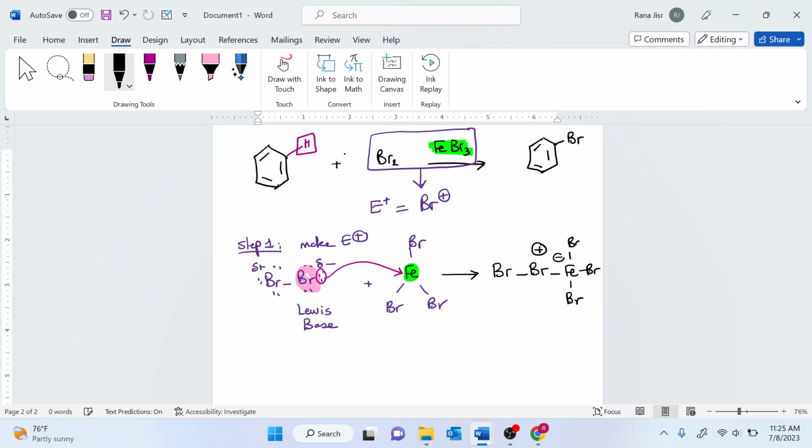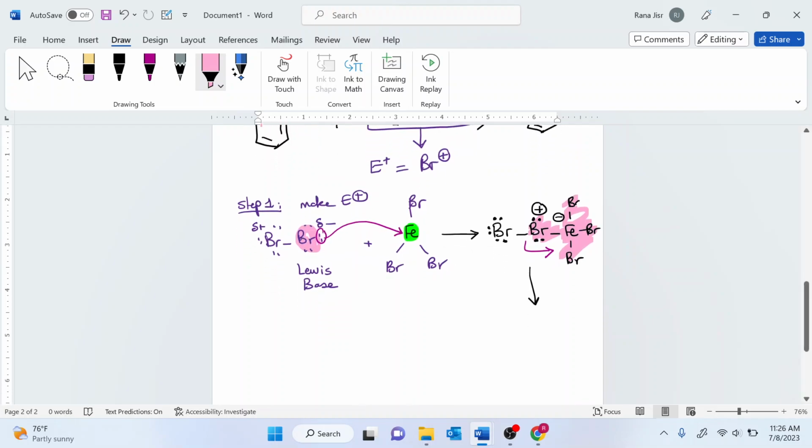So that is going to be a negative charge in there. You can go ahead and put the lone pairs. Bromine here will have two lone pairs. Now, in this case, I made a very good leaving group. And the good leaving group here is the FeBr4 minus. So this is an excellent leaving group. It leaves on its own.